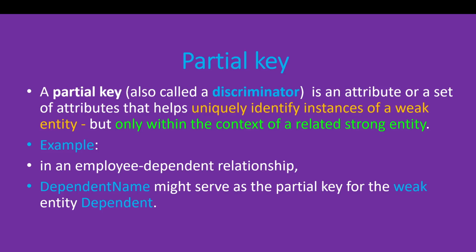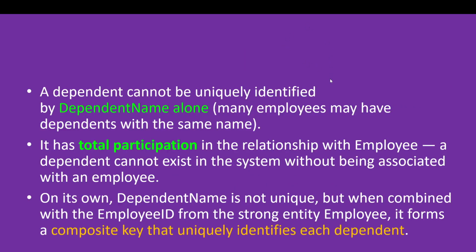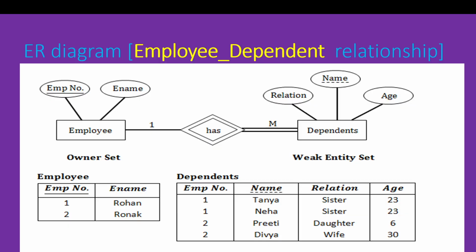Suppose we have a relationship between employee and dependent. Consider a database design like a company database, in which we have different entity types. One is employee, another is dependent, and we want to make a relationship between these two entities. Let me show you a figure. You can see we have two entities, one is employee, another is dependent.